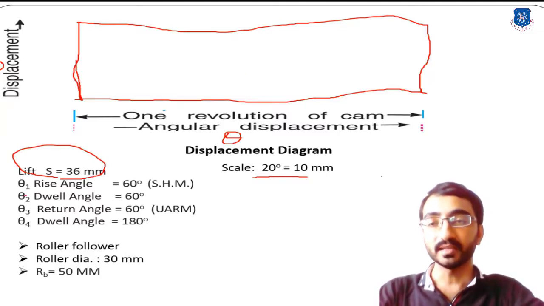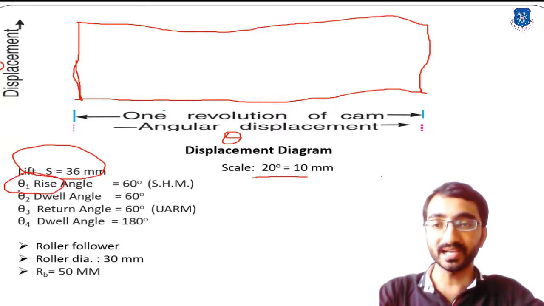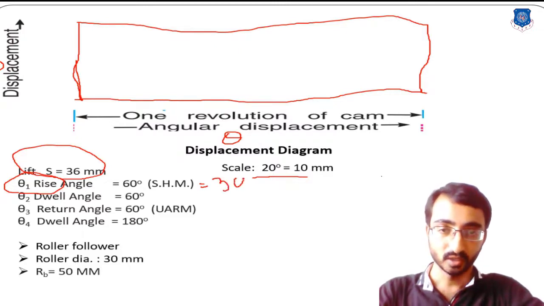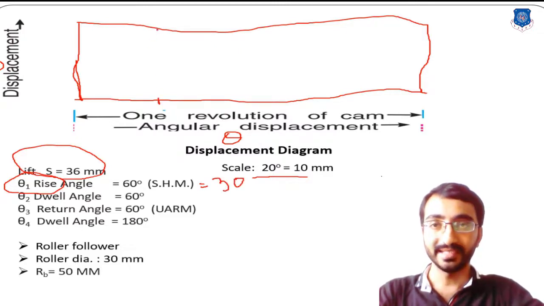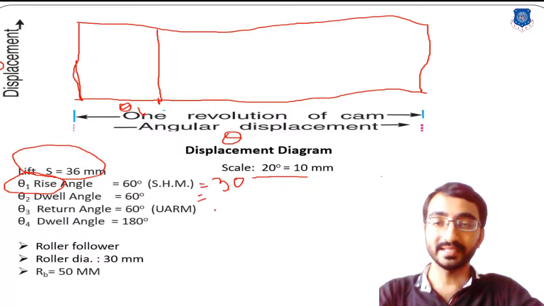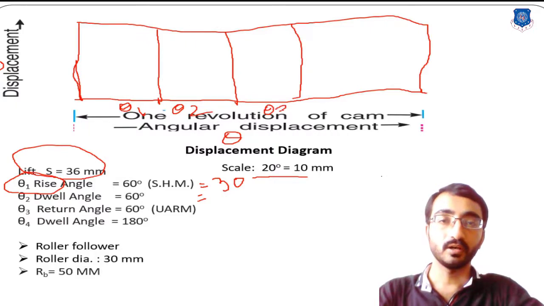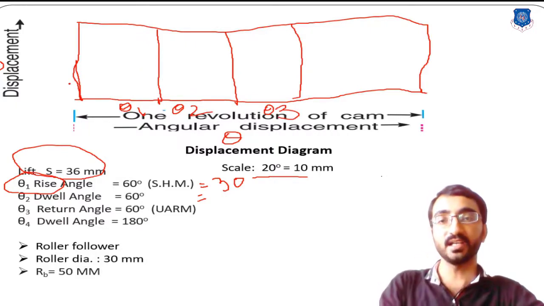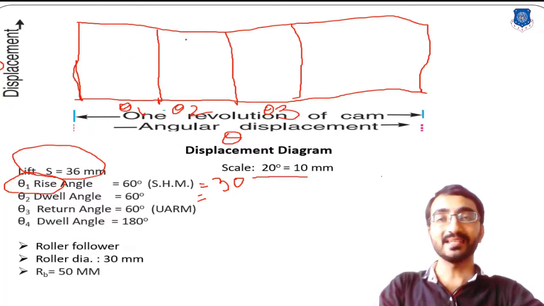Okay, so now theta 1, that is your rise angle. Okay, so let's start with theta 1, 60 degree. So this 60 degree will be represented in 30 mm. So divide this first rectangle into theta 1, that is of 30 mm. Similarly, you can directly divide theta 2 again with the 30 mm, theta 3 with the 30 mm. So 30 mm for theta 1, theta 2 and theta 3, which is representing the rectangle of theta 1, 2, 3, which is representing the displacement for the rise, dwell and return of this numerical.